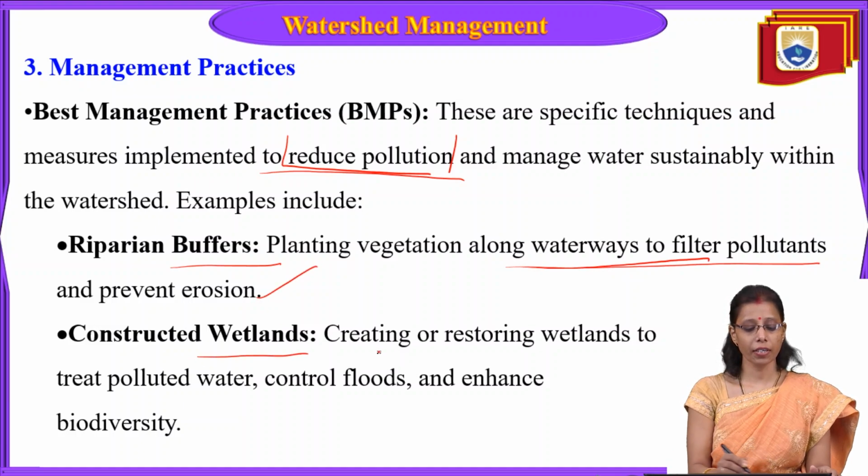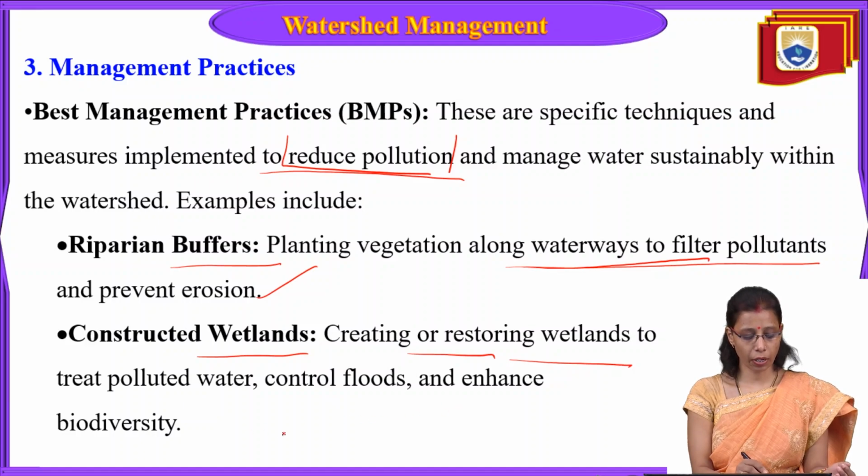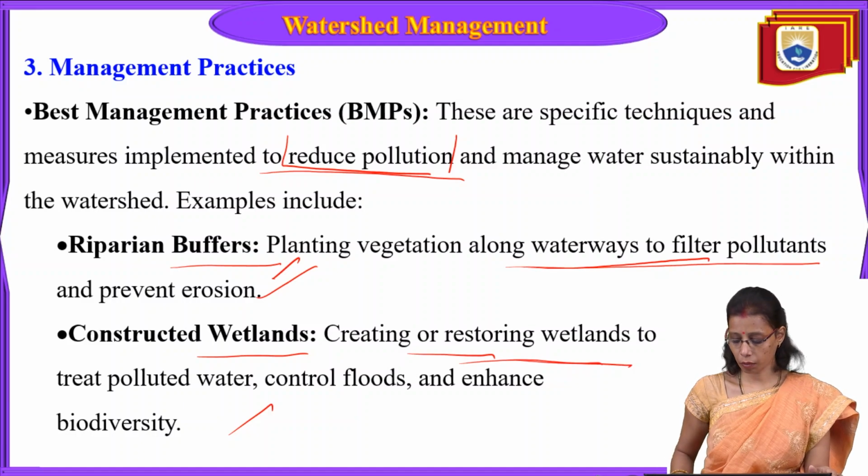Second thing is constructed wetlands: creating or restoring wetlands to treat polluted water. It will help us create and restore wetlands to treat the polluted water, control the floods, and enhance the biodiversity in such regions. So with riparian buffers we can plant vegetation in a systematic way along the waterways to filter pollutants, and with constructed wetlands we treat polluted water and floods and enhance the biodiversity.